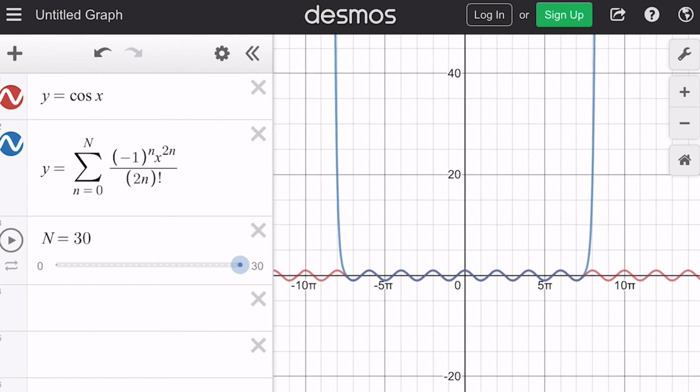Here we stop at 30 because that's as far as this thing wants to go. But if we kept going to infinity, this thing would just hug the cosine curve all the way from negative infinity to positive infinity, because there's an interval of convergence of negative infinity to positive infinity here. And that's because there's no singularities blocking the expansion of the interval of convergence from the center.